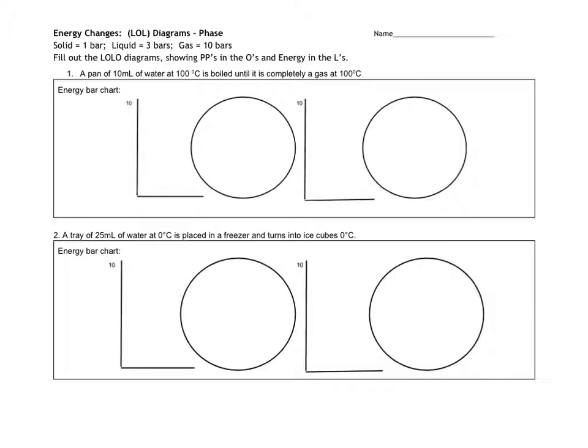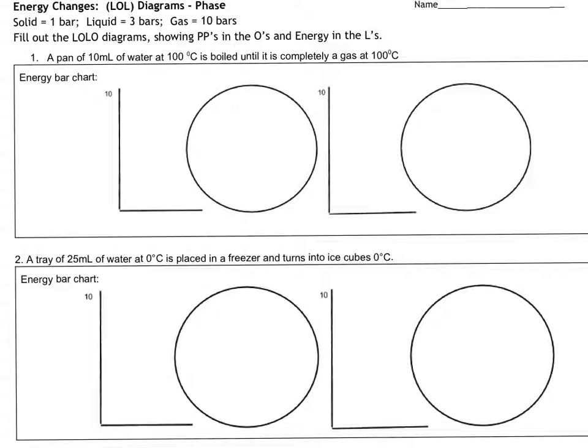Today we're going to talk about LOLO diagrams some more, but instead of doing thermal, we're going to do phase changes. So we have to remember from our last set of videos, the LOLO diagrams thermal, that only one type of energy can change at a time, either thermal or phase energy. So if we remember that, then that makes this a little bit easier.